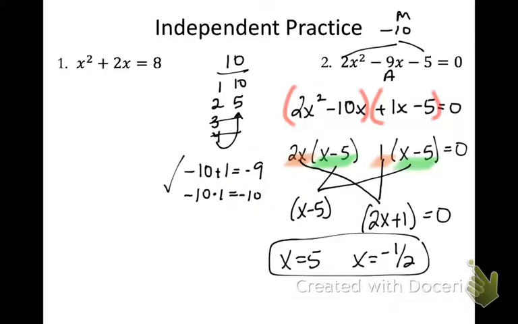Okay, with this last one, I had to figure out what multiplied to -10, a times c, and what added to -9. So I wrote my factors of -10 out here to the left, and I found that 1 and 10 could add up to -9. I checked down here and made sure that -10 and 1 would add to -9 and multiply to -10. Okay, so I rewrote the middle term. I put -10x first and 1x second. You could have switched those, that's fine.